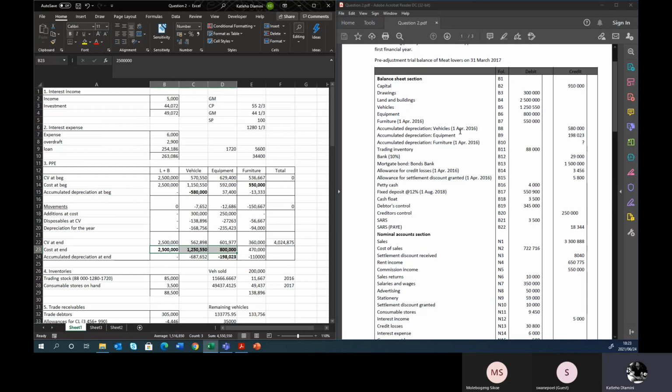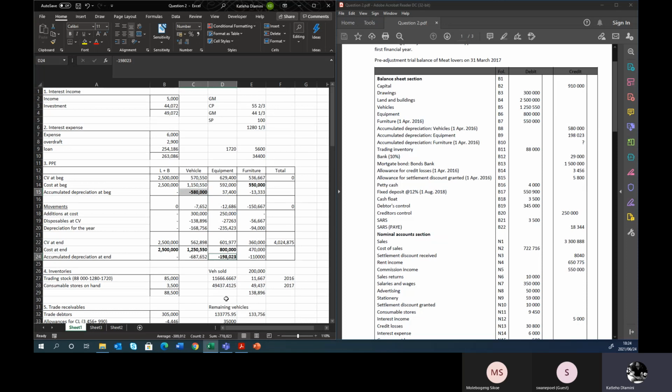Then my accumulated depreciation is 580 at the beginning of the year, so it's this one over here. And then it's 198 at the end of the year, so it's that one over there. Also the last thing that I forgot, 2.5. So the 2.5, the 1.2, the 800, and the 550, sorry. The 550 is at the beginning of the year, so it's up here. So 550, 800, these are your cost prices, and these two are your accumulated depreciations.